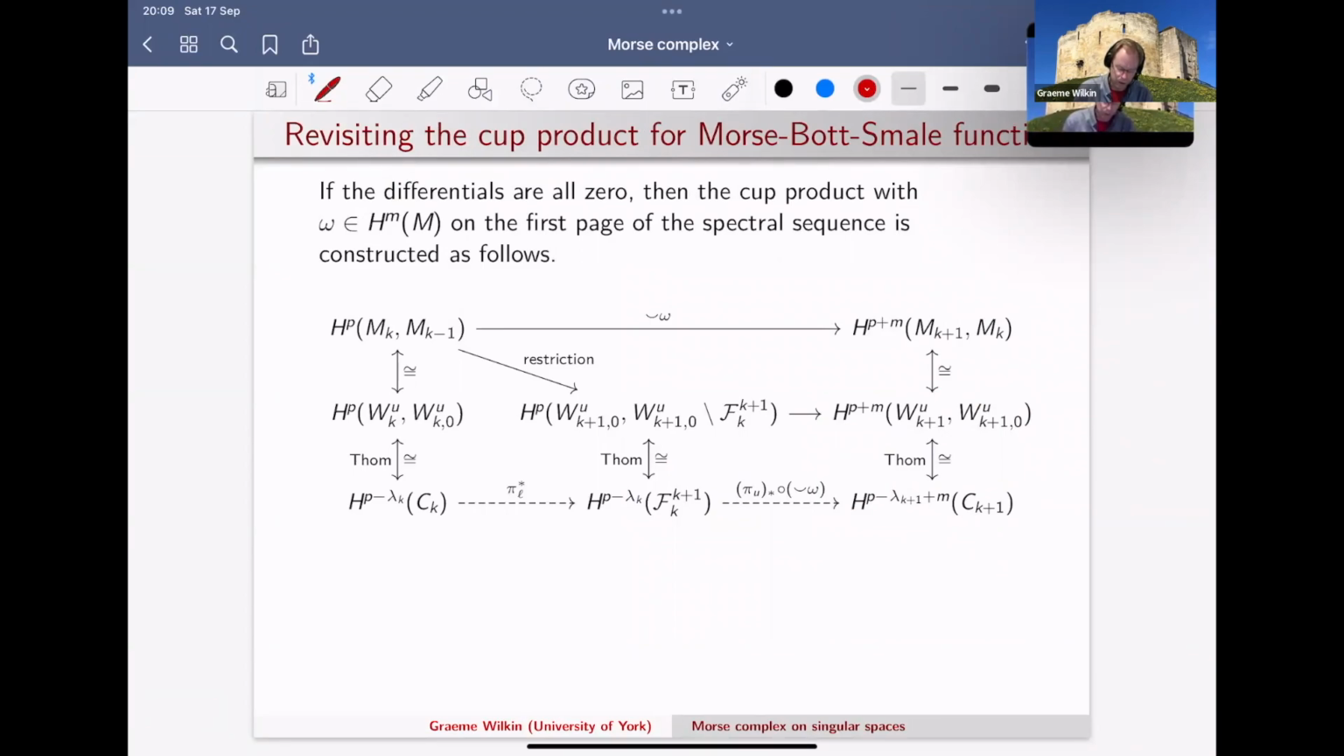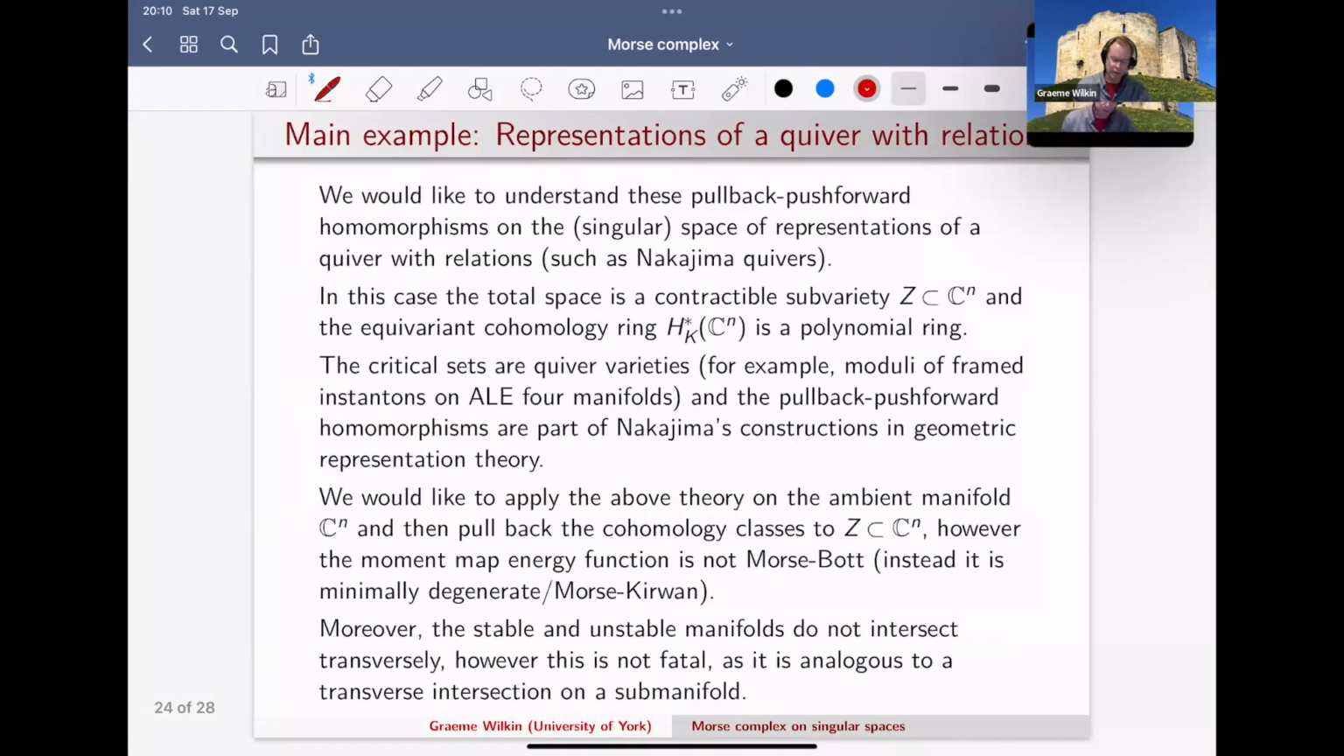I won't go into much detail on this slide either, but essentially we can do this pullback, push forward construction from before. And the main theorem allows us to reduce to spaces localized around the critical sets. And we need transversality here. Okay, but unfortunately, transversality fails in the examples we're interested in.